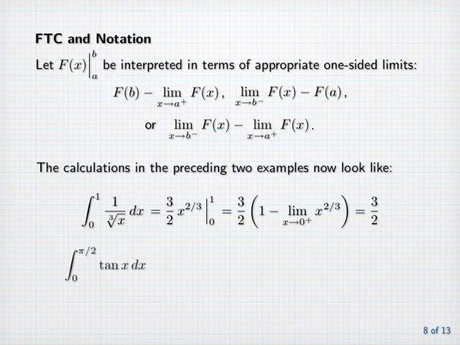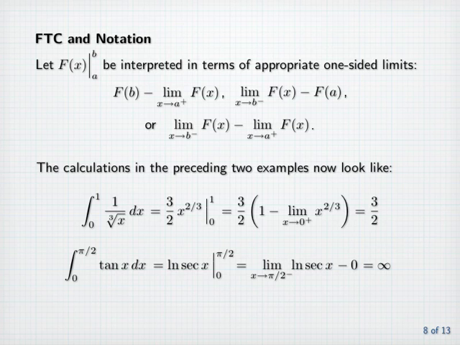The integral from 0 to pi over 2 of tangent x dx equals the natural log of secant x evaluated between 0 and pi over 2. Now, since the vertical asymptote is at the right endpoint pi over 2, this becomes the limit as x approaches pi over 2 from the left of the natural log of secant x minus the value at 0, which is 0. And that limit is plus infinity.